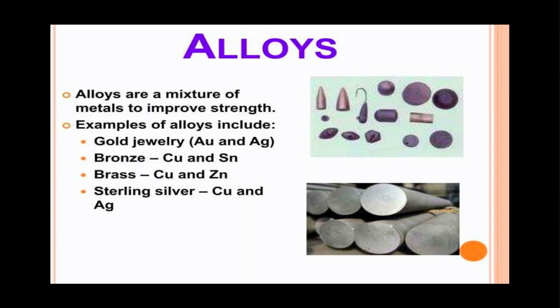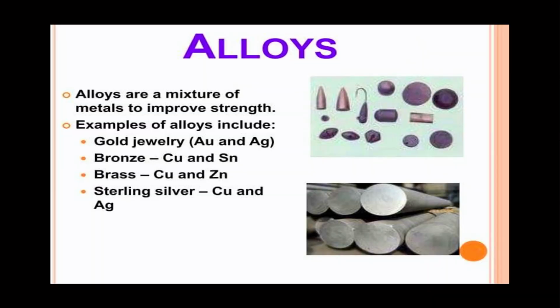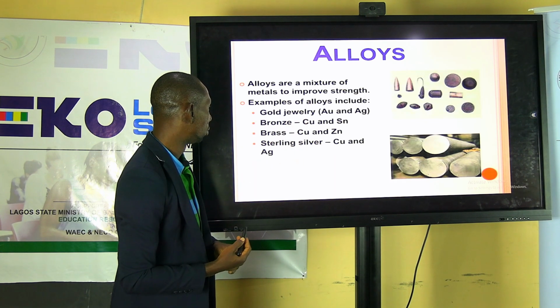Alloys. Alloys are simply mixtures of two or more metals. For example, bronze is made by mixing copper and tin. This is usually examined. Please take note, there's a difference between bronze and brass. In bronze, it is copper and tin, but in brass, it is copper mixed with what? With zinc. These are other alloys that you can have.